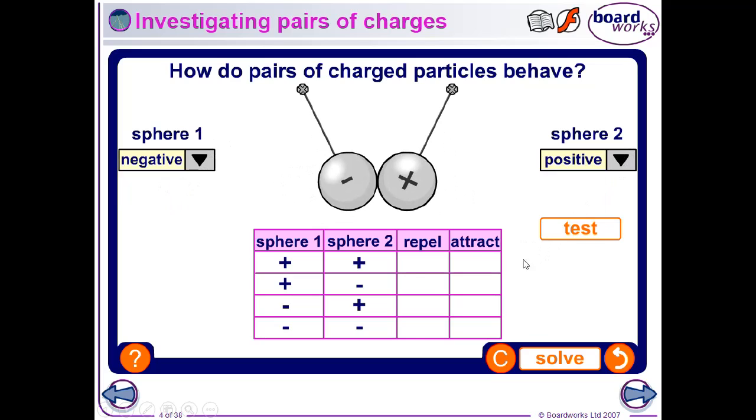So in your Google Doc, you've got this table to note down what happens when each of these spheres are positive, positive, positive, negative, negative, positive, negative, negative. Put a tick in the boxes. I've given you a tick in the question, so you just have to copy and paste the tick into the correct space.